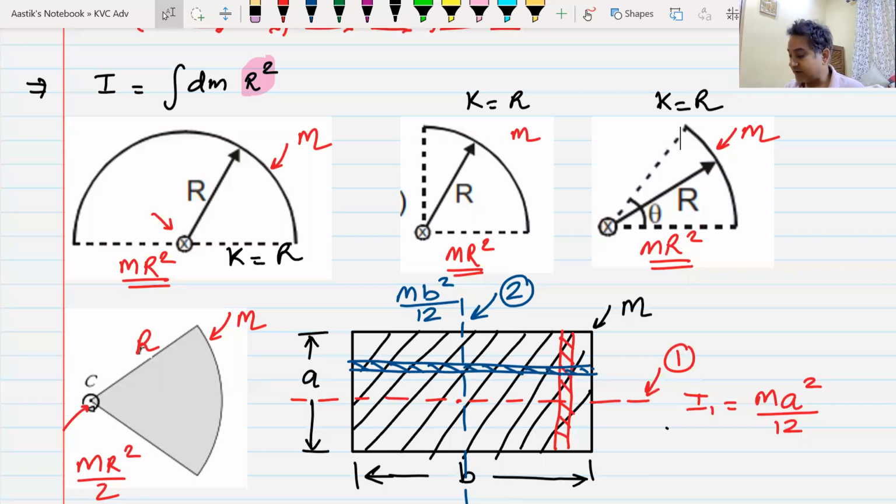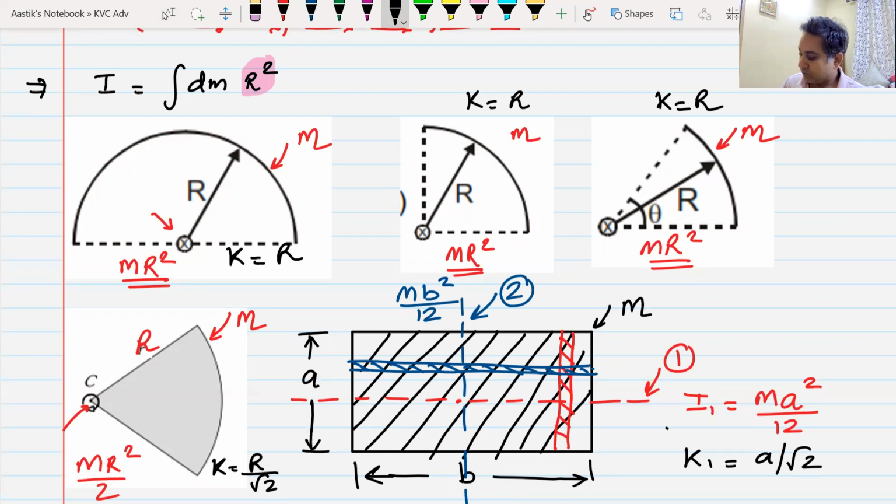For this sector of the disc? R by root 2, sir. For this K1 about the axis 1? A by root 12, sir. For this axis it is different. What is K about this axis, K2? B by root 12, sir. So this was radius of gyration.